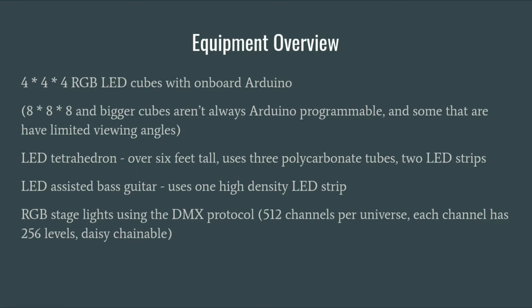So here's an overview of the equipment currently in the project. We have several 4x4x4 RGB LED cubes with onboard Arduino. I haven't found the right 8x8x8 or bigger cube for me yet. We have an LED tetrahedron that's over 6 feet tall, made out of 3 polycarbonate tubes and 2 LED strips. One of the strips goes through 2 of the tubes. A unique item is the LED-assisted bass guitar, which uses 1 high-density LED strip to light up frets.